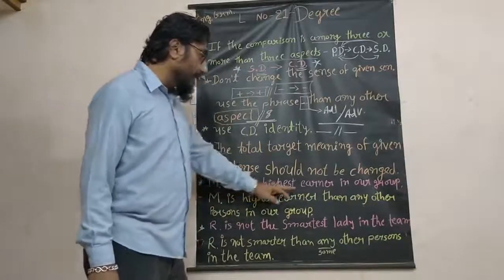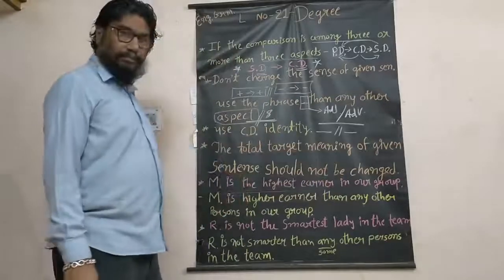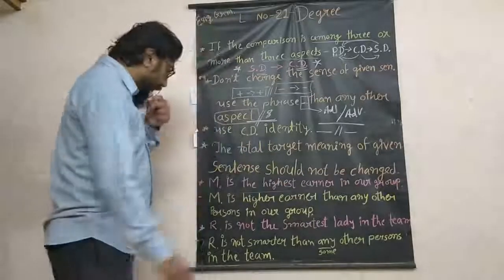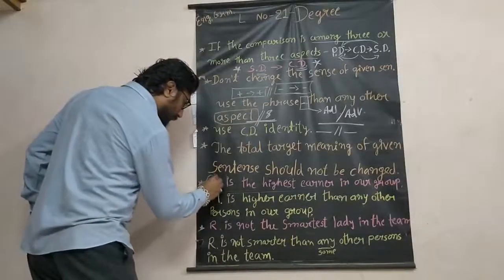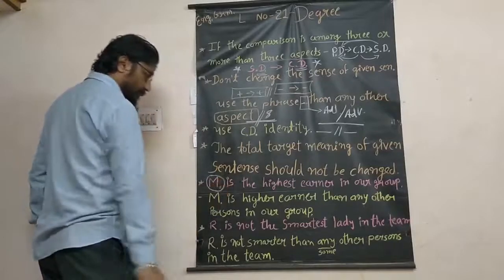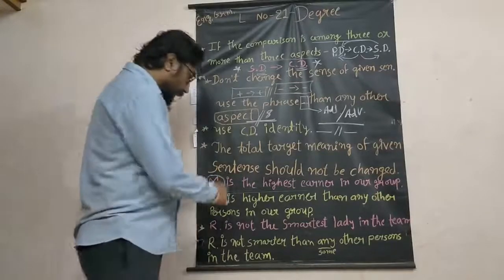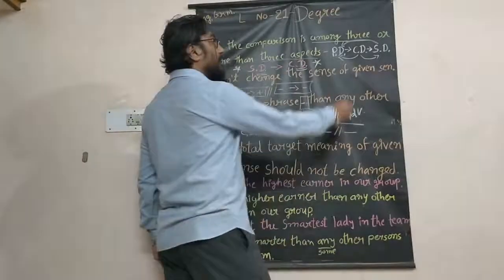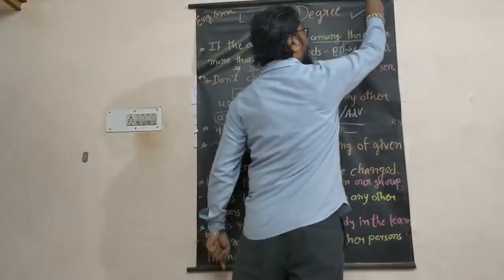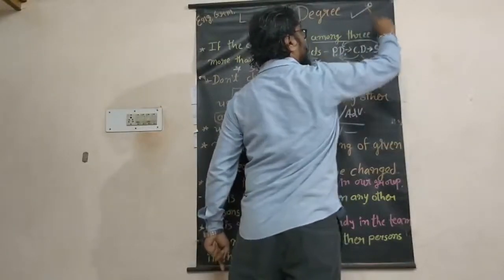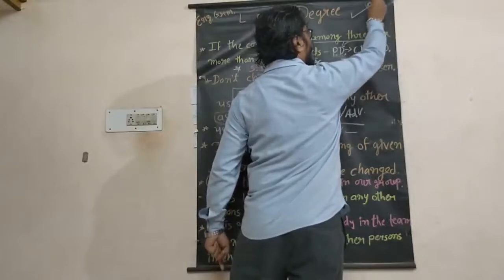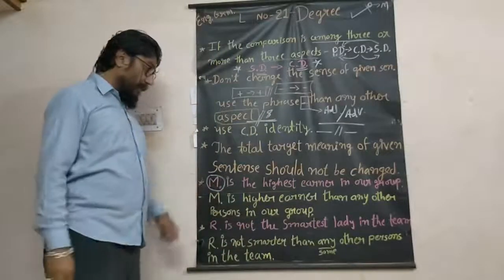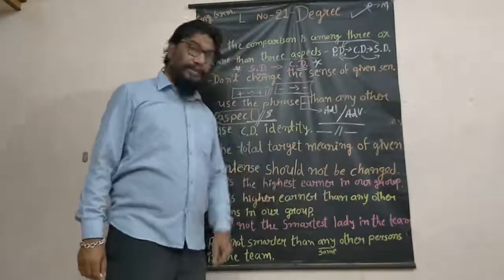Meera is the highest earner in our group. Once again, Meera is the highest earner in our group. It means Meera earns near about 1 lakh rupees per month. Up to 1 lakh, no one is there in our group. It means she is at the top. She is here. Nowhere else is someone here. It is possible, but here, only Meera is there. Because she is earning 1 lakh per month, Meera is the highest earner in our group.